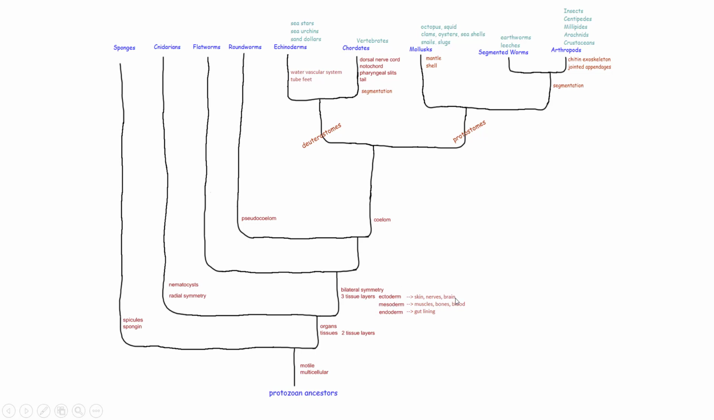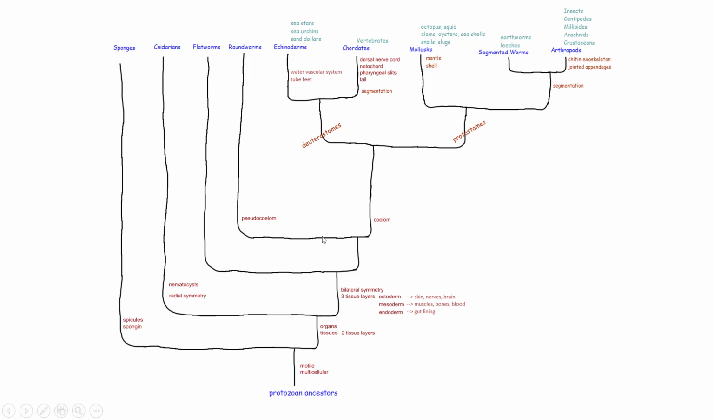The ectoderm develops into the skin, the nerves, the brain, and the things that are close to the surface of the body. Ecto means outside. Mesoderm: the muscles, the bones, the blood, the things that are in the middle. And the endoderm develops into the lining of the gut. And bilateral symmetry developed, which means that these animals have right and left halves that are mirror images of each other. And the simplest of those animals are the flatworms.